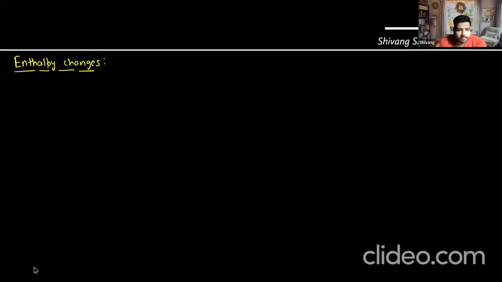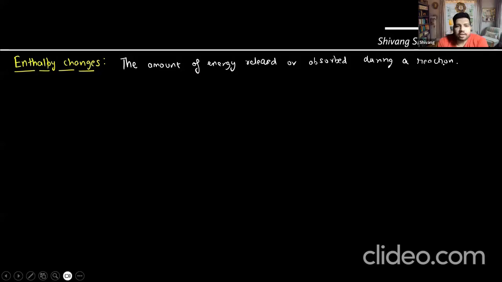So yeah, before discussing the different types of enthalpy changes, let's talk about what enthalpy change really is, right? So it is the amount of energy released or absorbed during a reaction. So while any reaction is happening, either the energy is going to get absorbed or it is going to be released, and that is called enthalpy change.